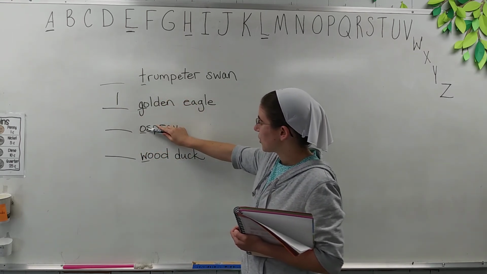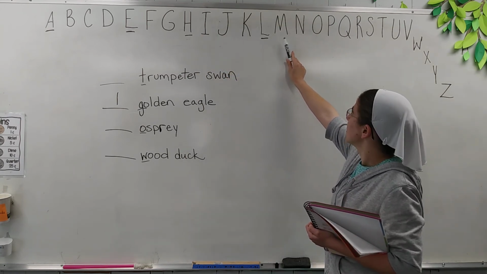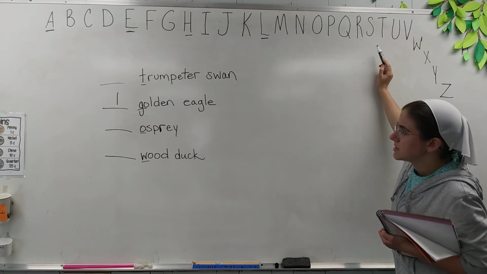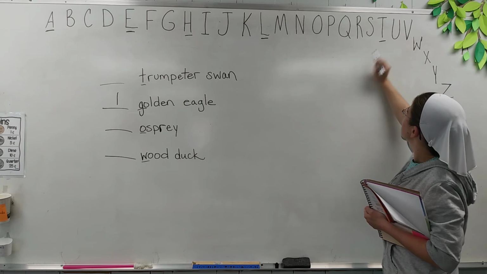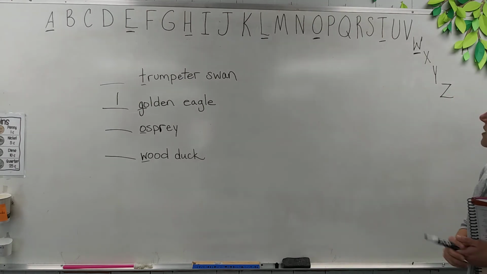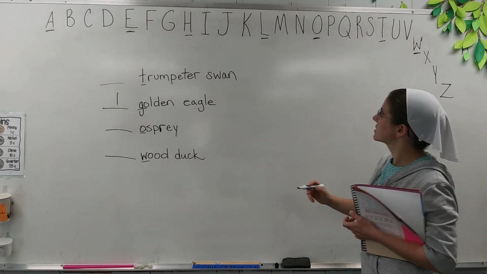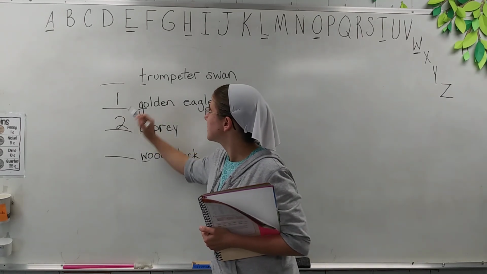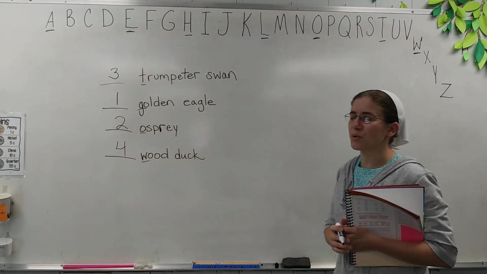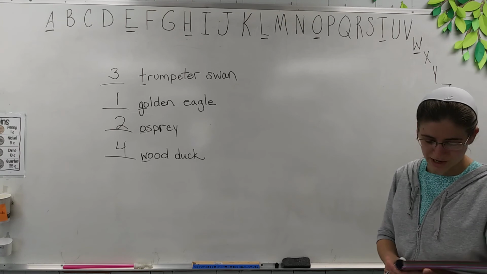Now we have T, O, and W. So which is next? G, H, I, J, K, L, M, N, O, P, Q, R, S. What are we using? T, O, and W. There's our T. Oh, I passed my O. And there's my W. All right, so O, T, W. That is the order that you put the words. So osprey is next. Trumpeter swan is number 3. And wood duck is number 4. So that's putting those in alphabetical order, or ABC order.